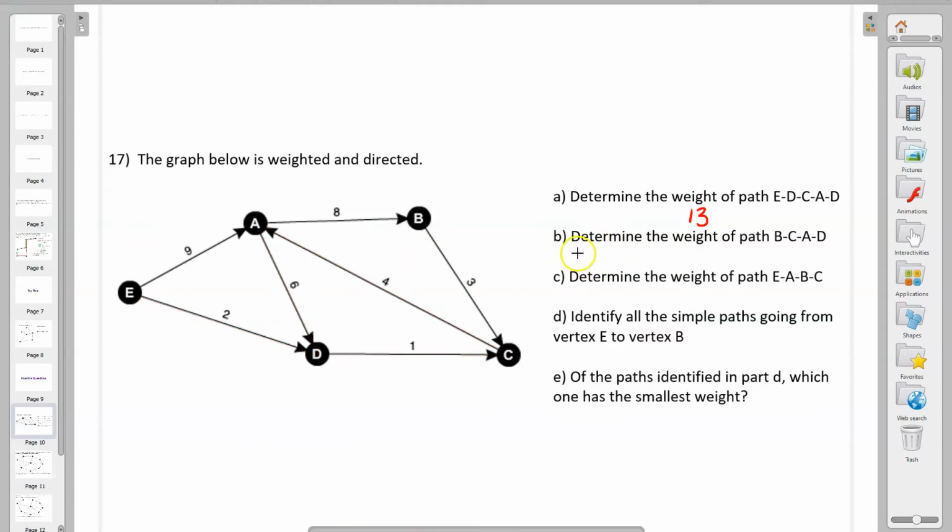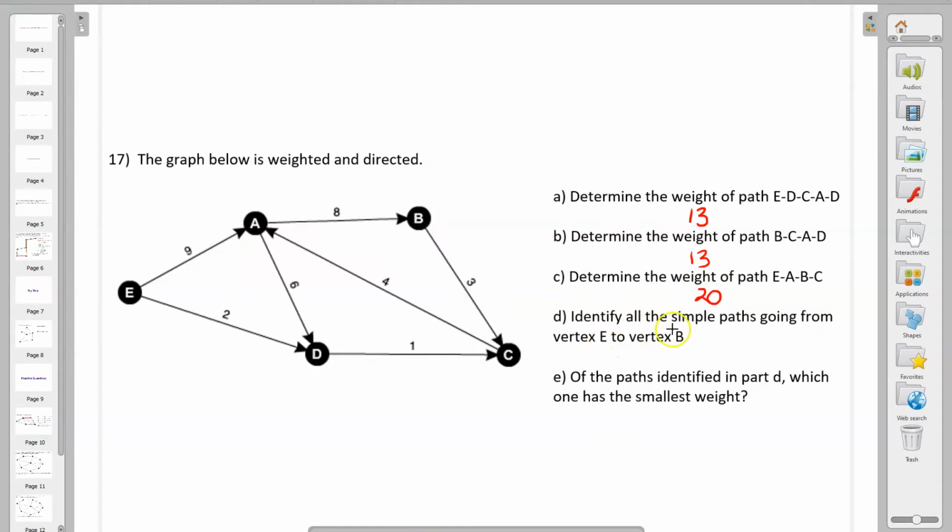Part B asks us to determine the weight of path BCAD. Notice that we're following the direction of all of the arrows as we're laying out the path. Adding up the weights of each of the edges, 3 plus 4 is 7, plus 6 is also 13. Next, we're asked to determine the weight of E, A, B, C. E to A to B, B to C. The weights are 9 plus 8 is 17 plus 3 is 20.